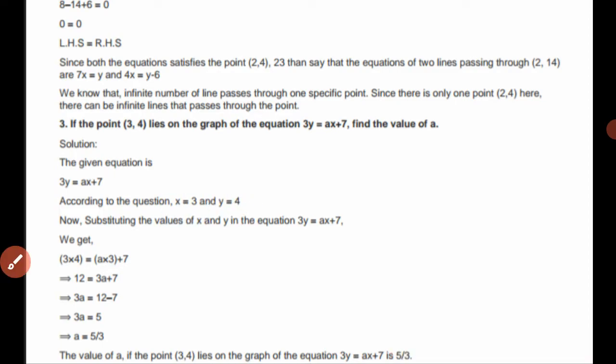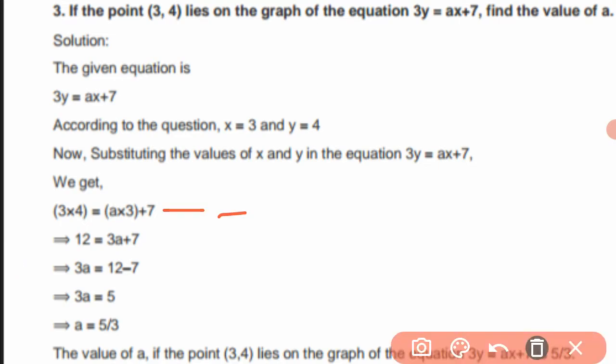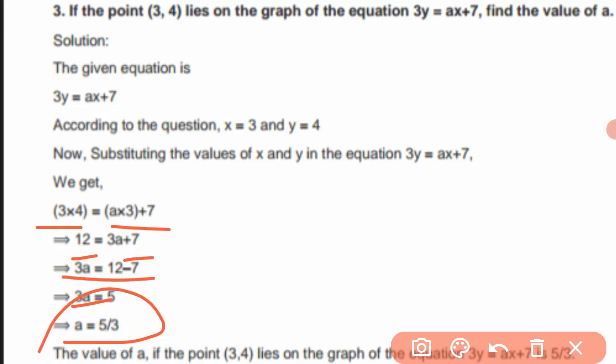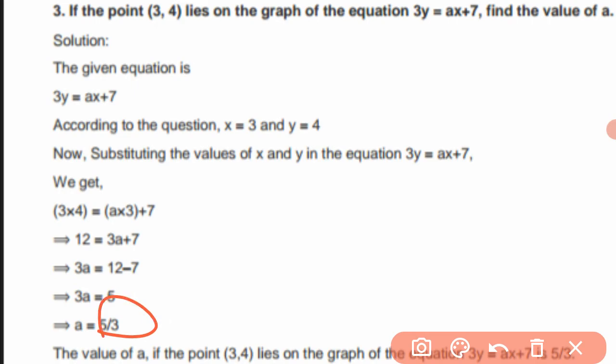When we put the values of x and y here, we get 3 into 4 equals a into 3 plus 7. Now it will be 12 equals 3a plus 7, so 3a equals 12 minus 7. Now 3a equals 5, so the value of a will be 5 upon 3. So if the point (3, 4) lies on the graph of the equation 3y equals ax plus 7, the value of a is 5 upon 3.